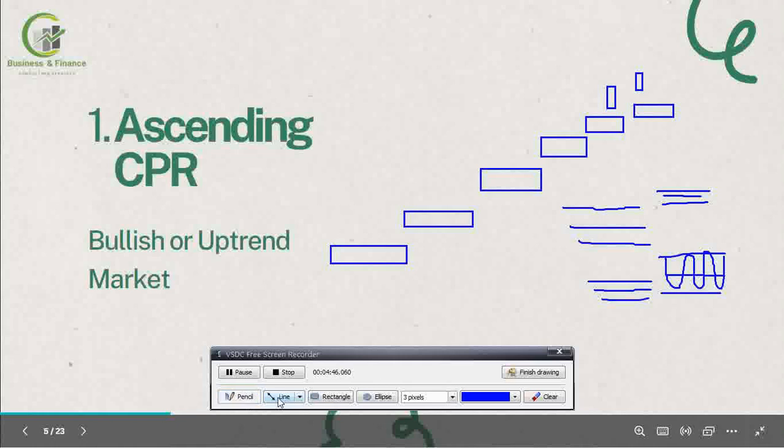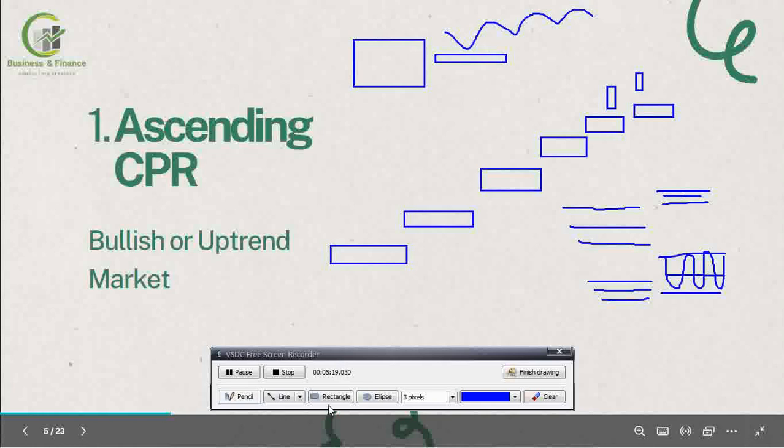Another condition is that if yesterday's CPR is wide and the current trading session has a narrow CPR which is inside yesterday's CPR, then this period will have very big momentum. It will either give a breakout. So you have to search for this type of opportunities.